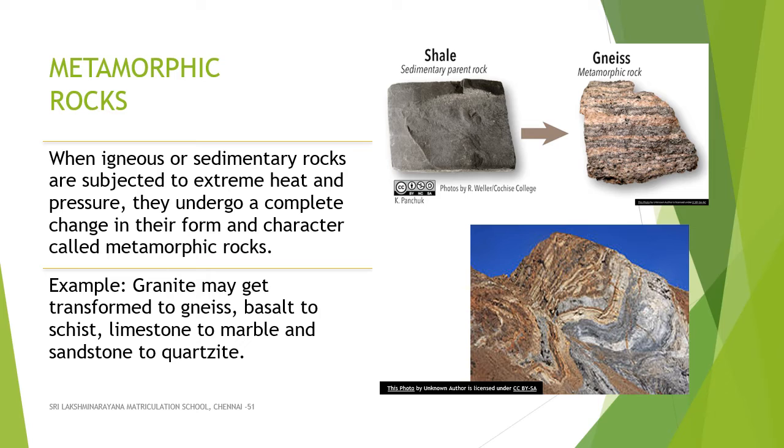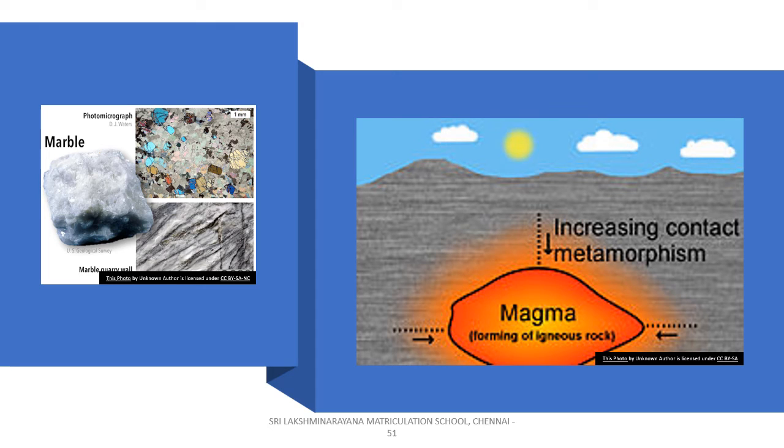And a basalt transforms into a schist. Limestone transforms into marble. And a sandstone is transformed into a quartzite. So, the transformation of an igneous rock or a sedimentary rock over time, by high pressure and heat, into another kind of rock is called metamorphic rocks. This picture gives you a clear picture of transformation of an igneous rock into a metamorphic rock.